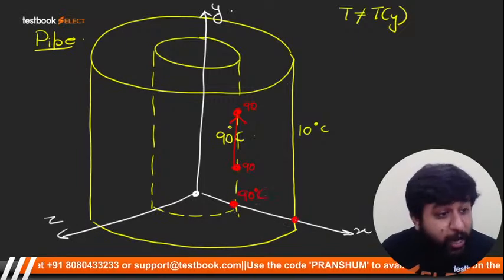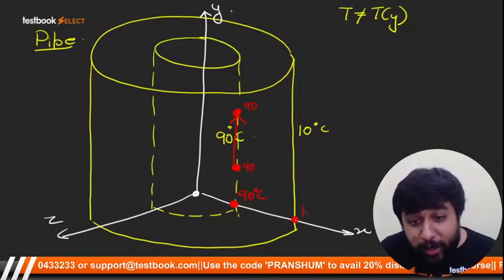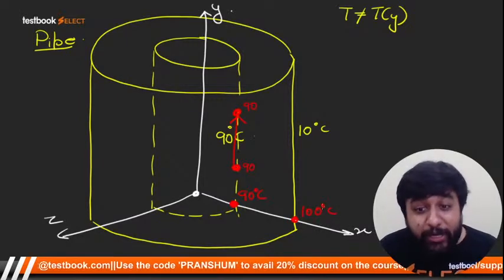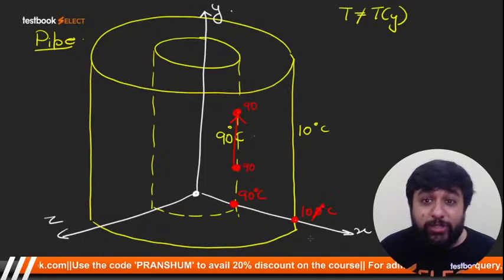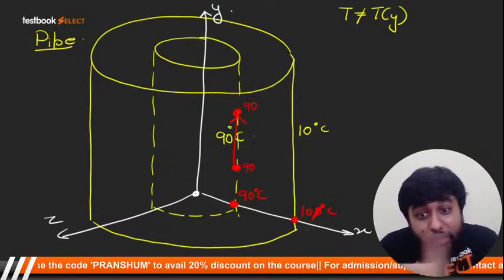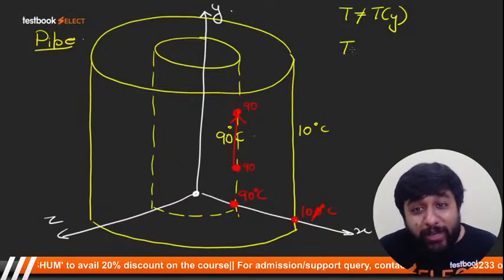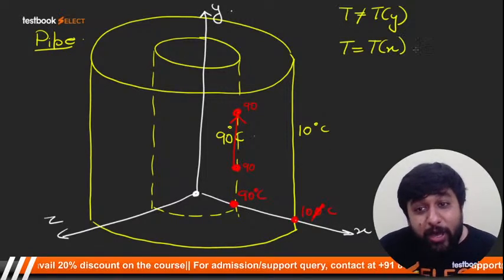Inner surface 90 degrees Celsius. What is the temperature here? 100 degrees Celsius. Outer surface 10 degrees Celsius. So when I move along the x direction, temperature is changing. So temperature is a function of x.